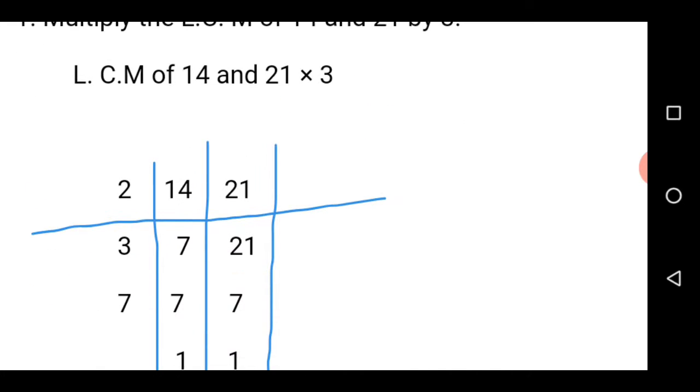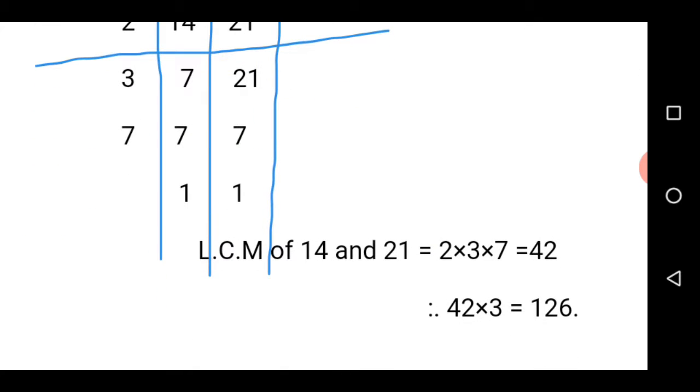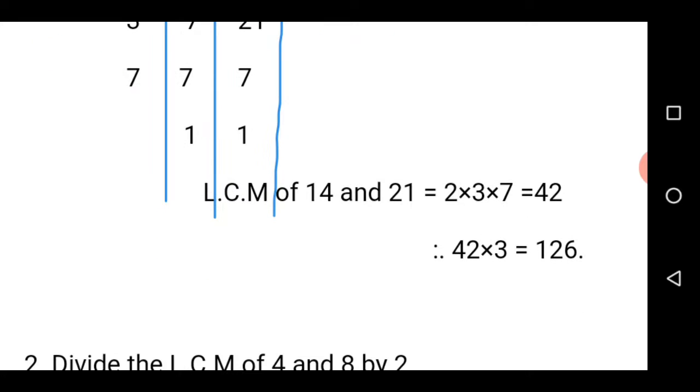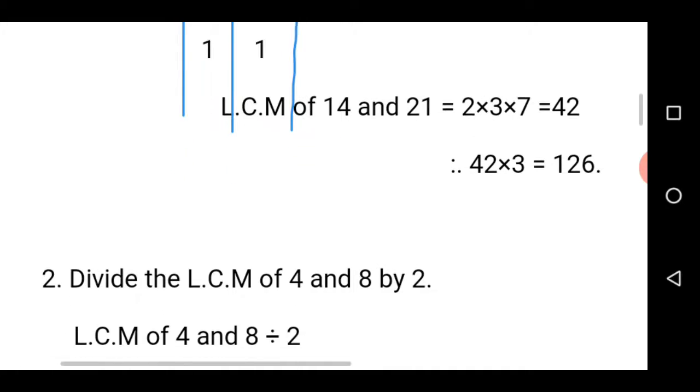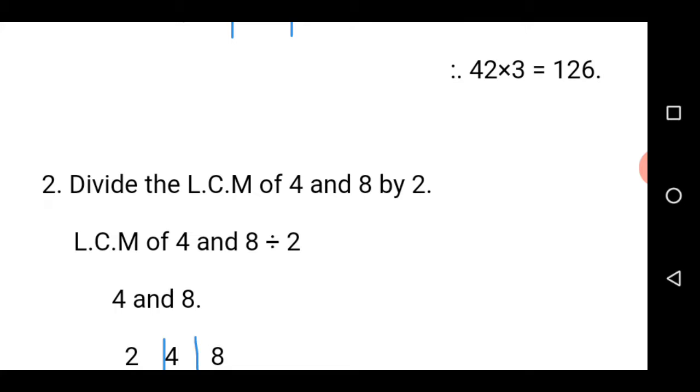But don't forget, that is not your final answer, because you are asked to multiply the LCM of 14 and 21 by 3. Once you've gotten the LCM of 14 and 21 to be 42, you just multiply that 42 by 3. So, which is going to give you 126. It means your final answer is going to give you 126. Please take note of that. It's very, very important.